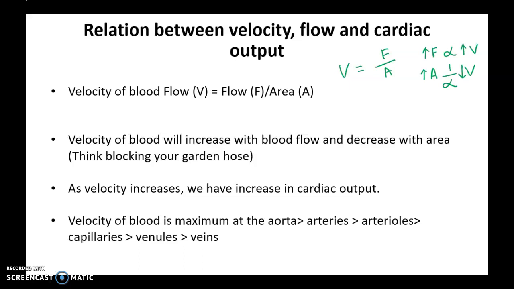Meaning, the velocity of blood will increase with blood flow. So as the blood flow increases, the velocity will increase. But if the area is increased, that will decrease the velocity. Or we can say that if the area is decreased, that will increase velocity. Now think of this. Let's say you are watering your plants in the backyard with a garden hose, right? The hose has a particular diameter, and there is a regular flow of water out of the garden hose.